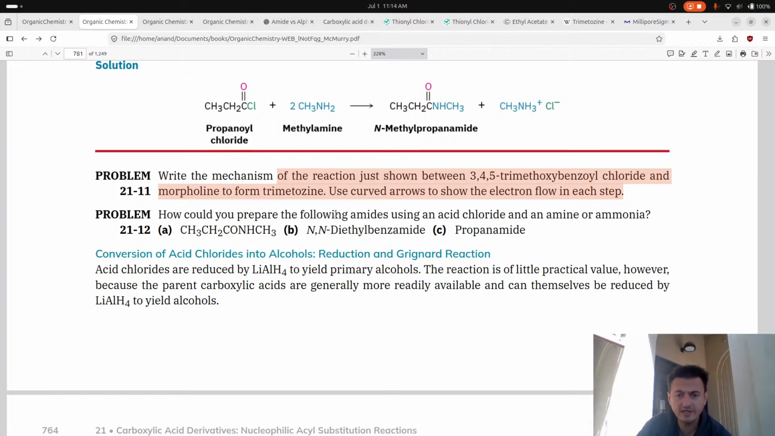Okay, now we have N,N-diethylbenzamide. So this one's pretty easy too. So we start with benzoic acid and then take N. Okay, so we have the N,N-diethylbenzamide. And we would just form it from benzoic acid or benzoyl chloride and diethylamine.